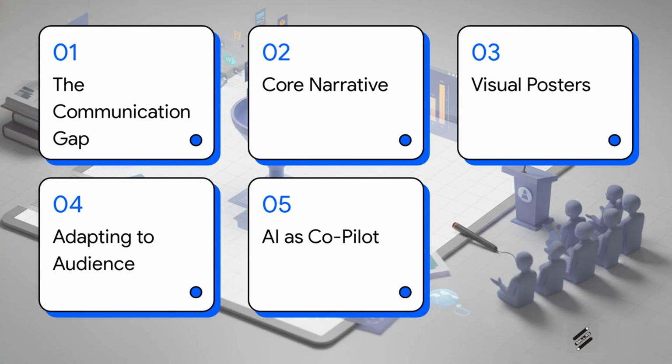To tackle this universally painful experience, we're using a structured toolkit today. We are going to cover 1. The communication gap, 2. Finding your core narrative, 3. Designing visual posters, 4. Adapting to your audience, and 5. AI is your co-pilot. Let's jump right in.